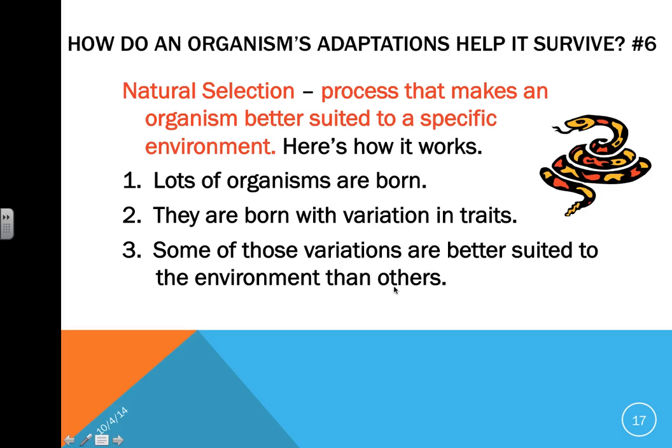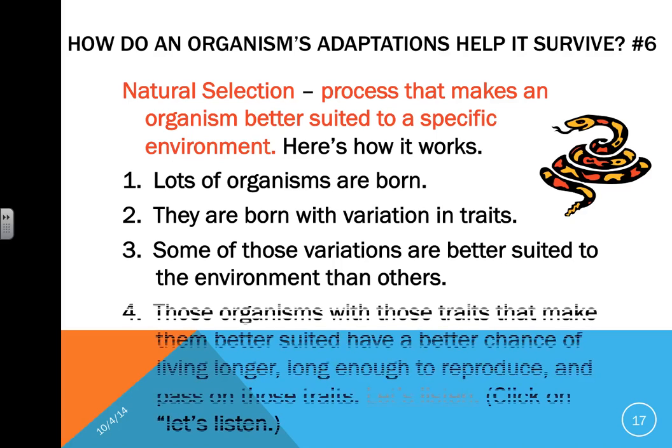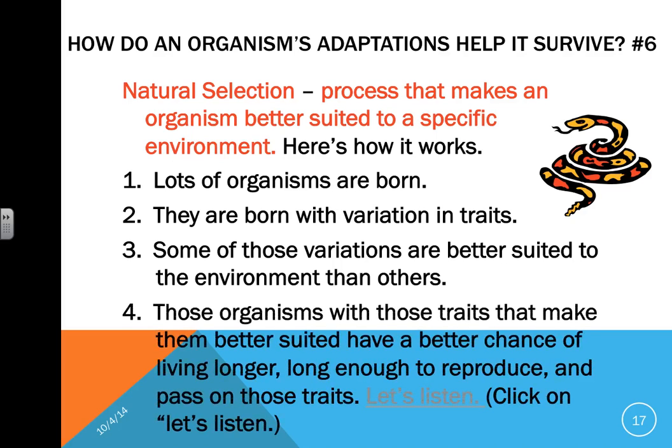So what does that mean? That means that the darker mouse has a very good chance of being picked off by a predator. As a result, he doesn't get to grow up and reproduce and have his own babies. The mouse that is born with the lighter colored fur can grow up, reproduce, and pass on those genes that say the babies are going to have lighter colored fur. So those organisms that have the traits that make them better suited have a better chance of living longer, long enough to reproduce and pass on those traits.